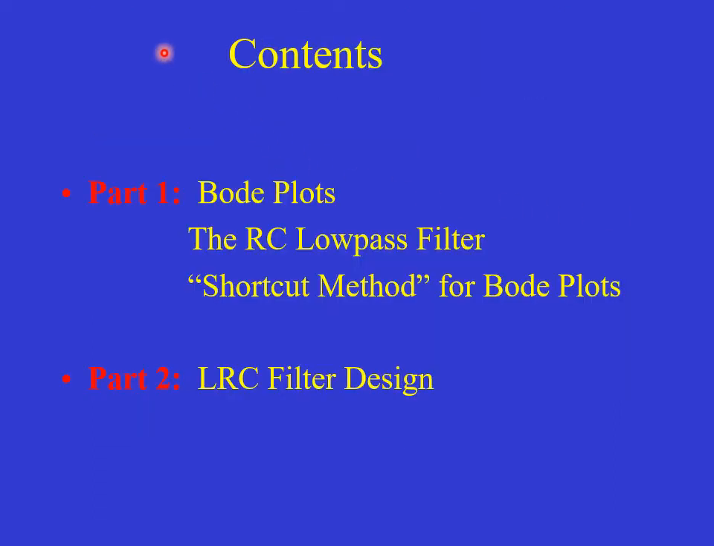So this is a short chapter. There's just two parts here. In this part, we're going to look at Bode plots, and in particular, we'll show an example of how to construct Bode plots for a very simple RC low-pass filter. And I'll also show you what I call the shortcut method for Bode plotting, and this will also help you with some of the homework assignments for this chapter.